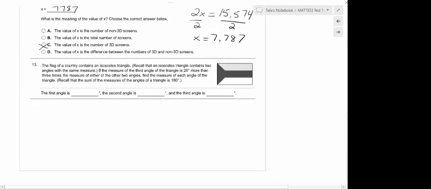Okay, let's check out number 13. The flag of a country contains an isosceles triangle. Recall that an isosceles triangle contains two angles with the same measure. So that's going to be important here. Two of the angles are going to be the same. If the measure of the third angle is 20 degrees more than 3 times the measure of either of the other angles, find the measure of each angle of the triangle. Recall that the sum of the measures of the angles of a triangle is 180.